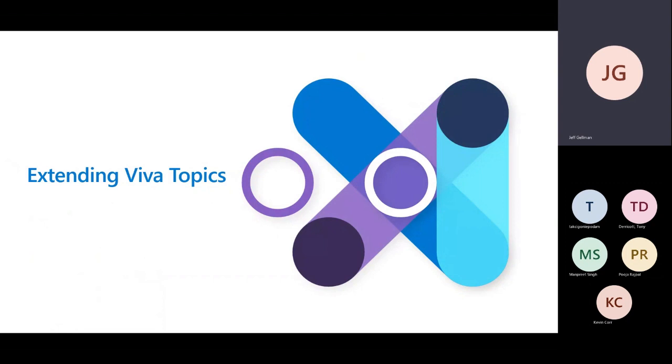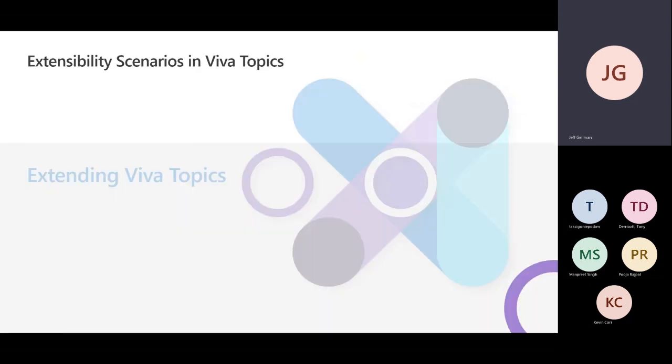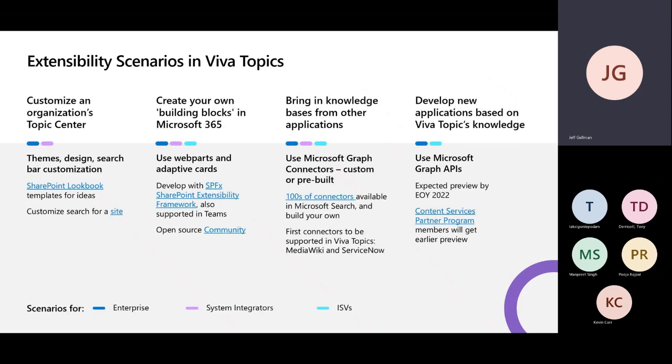So now we're going to talk about how Viva Topics can be extended. There are lots of ways that you can extend topics today. First, you can customize a topic center. Viva Topics was built in SharePoint, so all the power of themes, designs, and suggestions that Microsoft has created with their SharePoint lookbook can be extended to the topic center. Second, you can build additional components for a richer topics page utilizing web parts and adaptive card technologies that can be built with the SharePoint Framework.